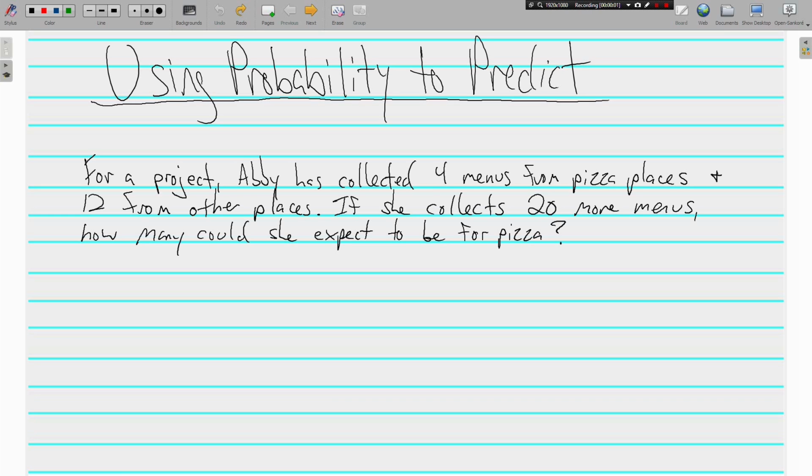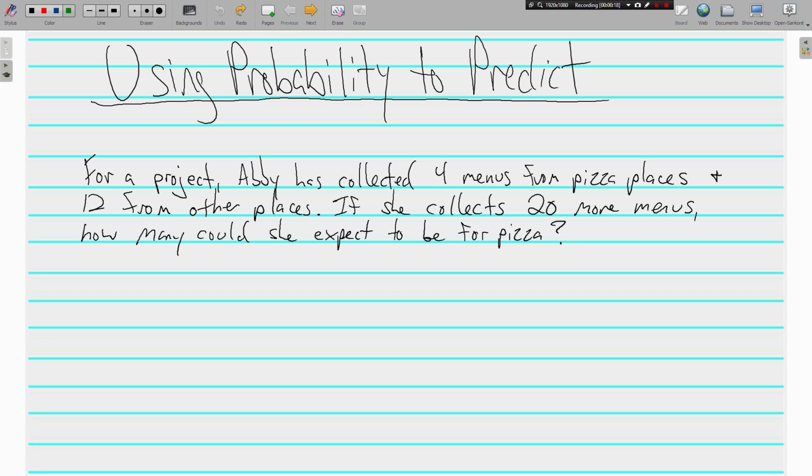Hi, this is Mr. Tipton, and we are back with more from our probability unit. Today we are using probability to predict stuff. Not a whole lot of new information that we need to be able to do this, so let's just jump right into some examples.